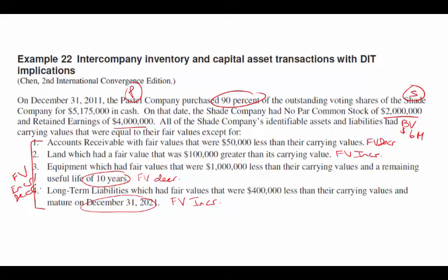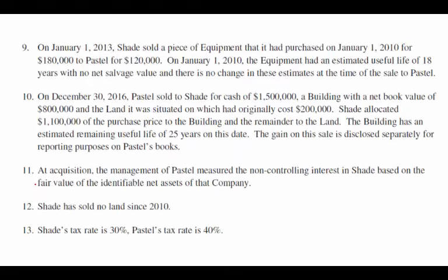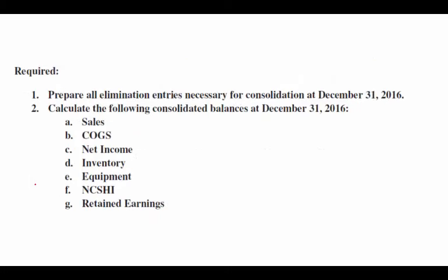Before we analyze the rest of the information, I'm going to jump to the end of the question to see the required, just so we have it in the back of our mind as we're reading through the question. So if we flip forward, we have two main requireds. The first is to prepare all elimination entries necessary for consolidation at December 31st, 2016.